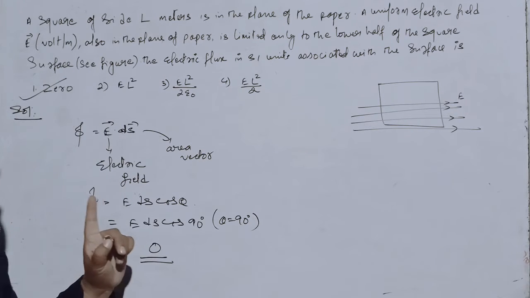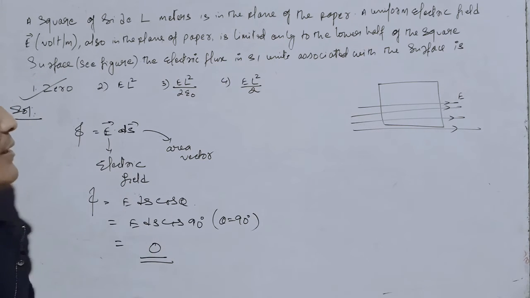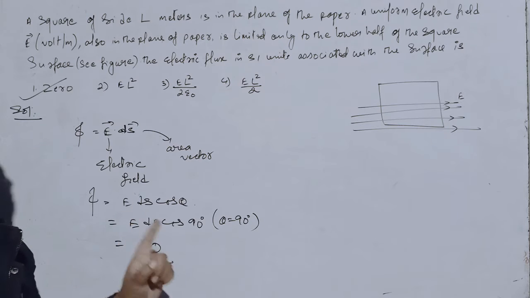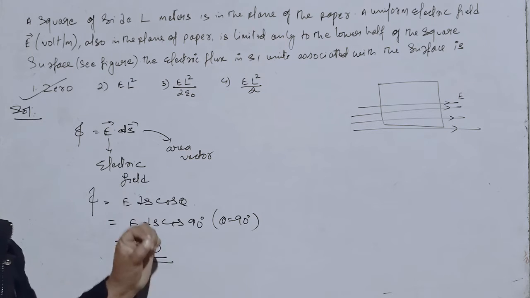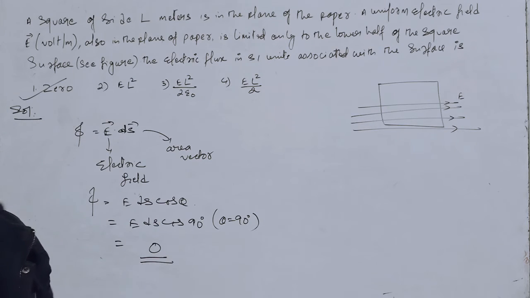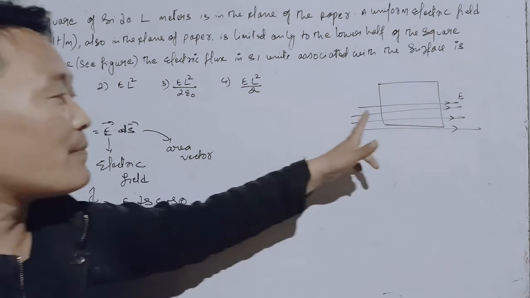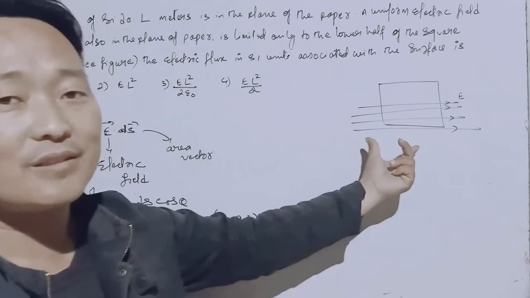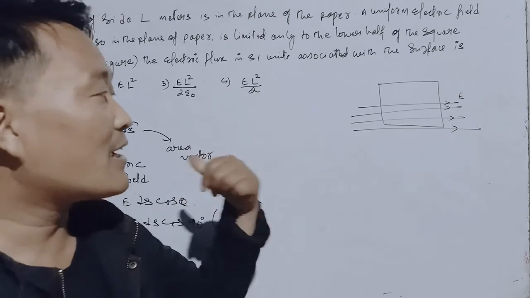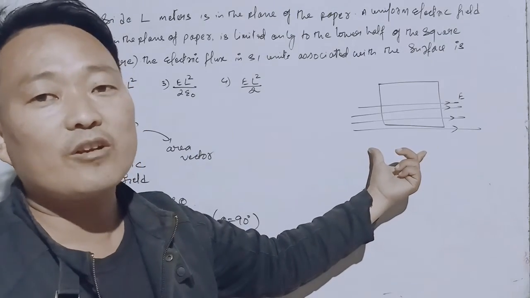This is a very important question that came in AIPMT, and it is very important for JEE Mains also, which is going to happen very soon. So now see, don't be confused here. Theta is the angle between the area vector and the field lines.